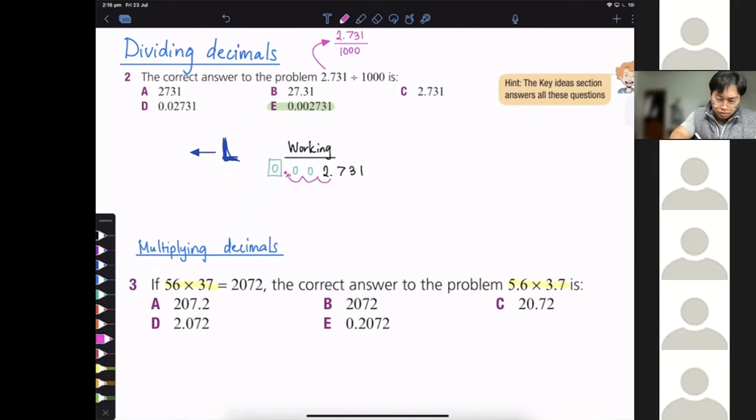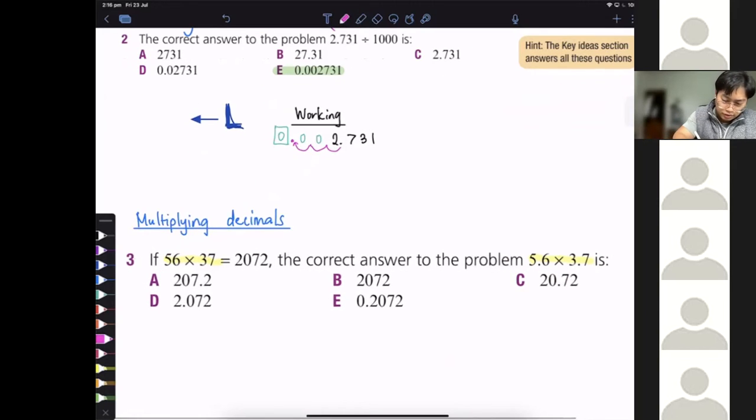So what we need to do is we need to realize, okay, this 56 here, the decimal point right now is at the back, right? It's at the end of the 6 there, and the decimal point is at the end of the 7. But if we want 5.6, we need to move it one to the left. And for the 7, for the 37, we also need to move the decimal place 1 to the left as well.